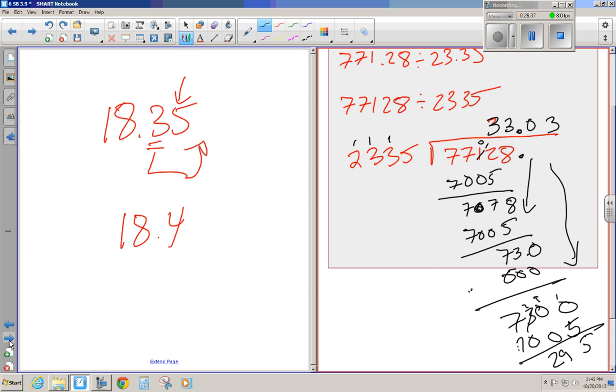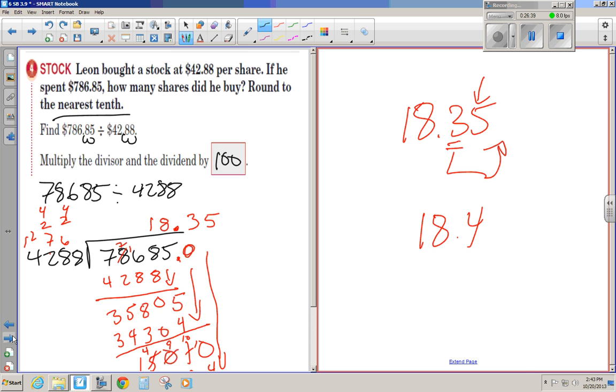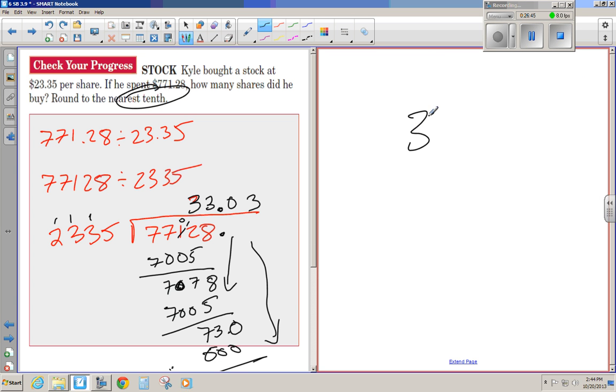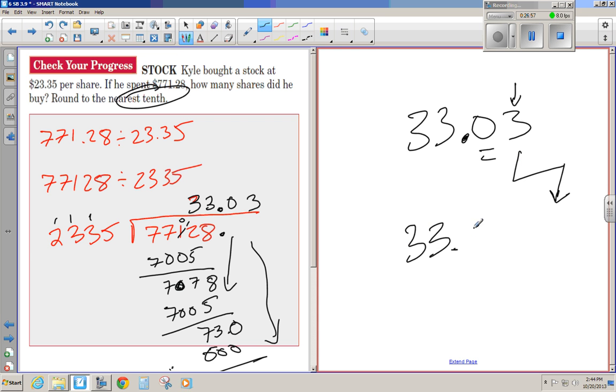So once we are rounding to the tenth place, we have a number 33.03. This is the tenth place. Here's where you look at to the right. It's 4 into the floor, so 33.0 is your solution.